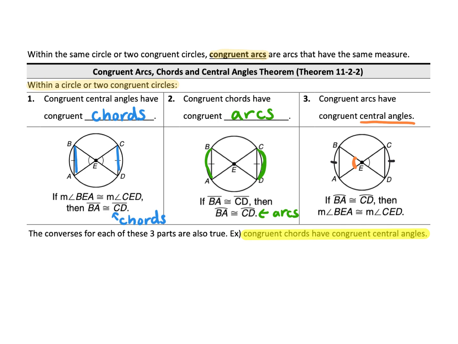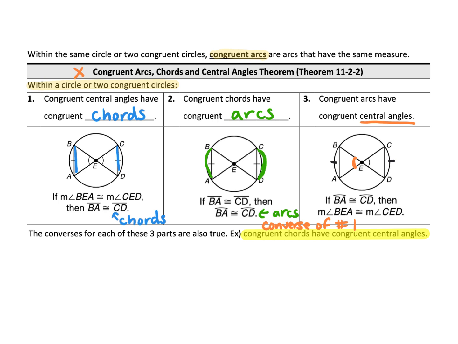These theorems also work if you take their converse, meaning if you go the opposite direction. So for example, the converse of condition number one is listed right here. Condition one states that if two central angles are congruent, then they have congruent chords. If we take the converse of that, it would say congruent chords have congruent central angles. And the converse of the other theorems apply.